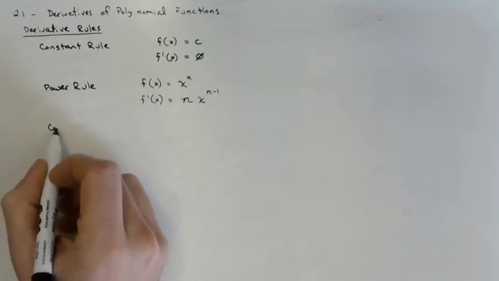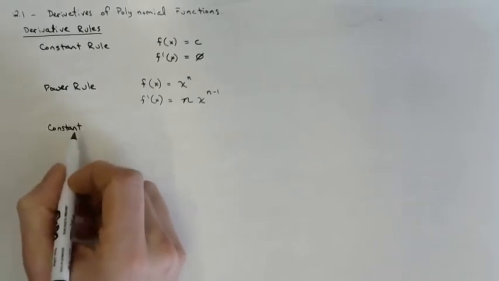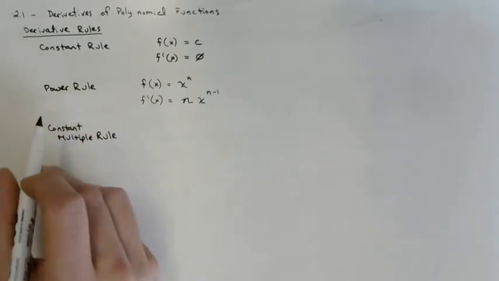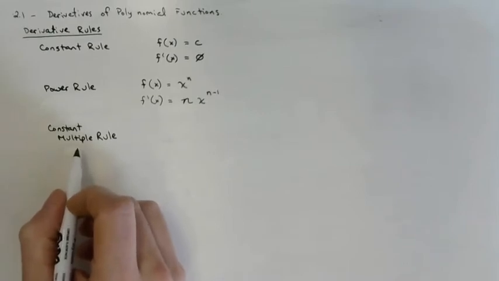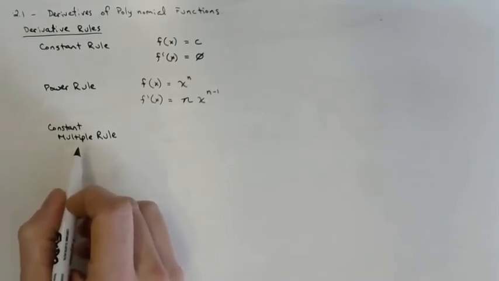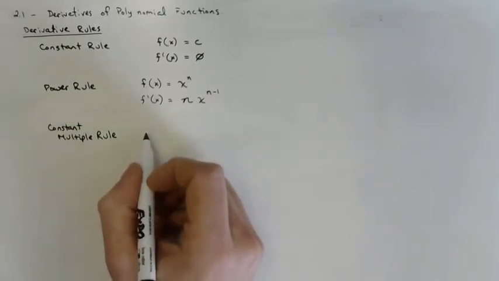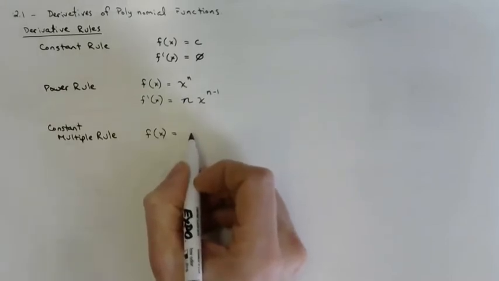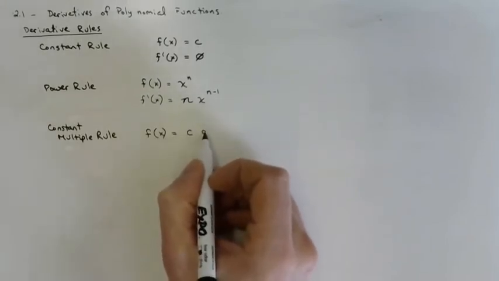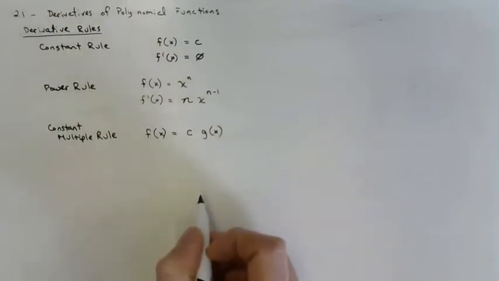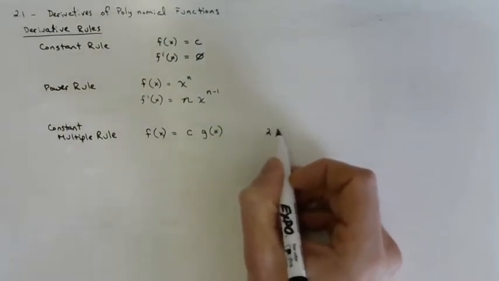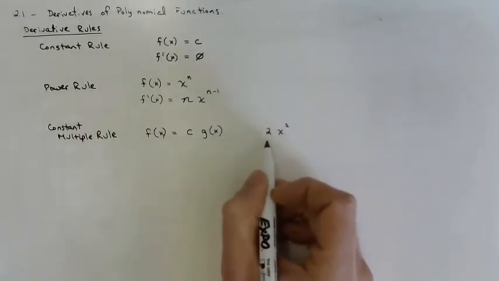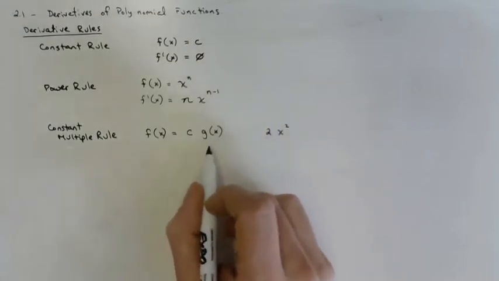Then we have the constant multiple rule, not to be confused with the constant rule. I'll probably just call this the multiple rule or the scalar factor rule or something like that. But it basically says that if f of x is a function that has a constant multiplier in front of another function, so something like, well, x squared would be a function and the constant multiplier is 2. Okay, so that's just an example of what this could look like.